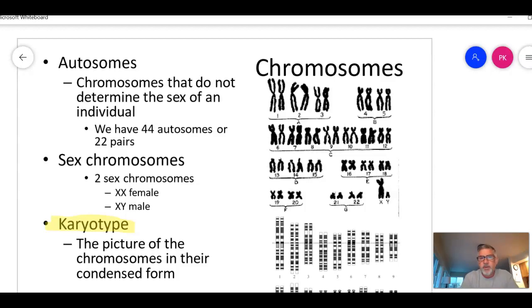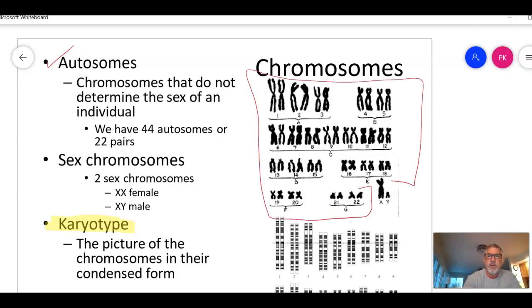Remember, you have 23 pairs or 46 chromosomes. Within those, you have autosomes. So autosomes are non-sex chromosomes, right? Autosomes would be all those chromosomes that are not sex chromosomes or don't determine sex. So you have 44 autosomes or 22 pairs. You have two sex chromosomes. There's an X and a Y, and they're right here.